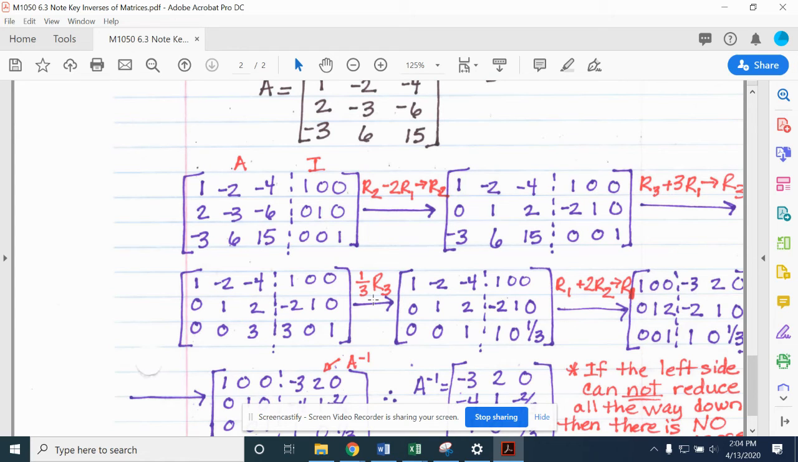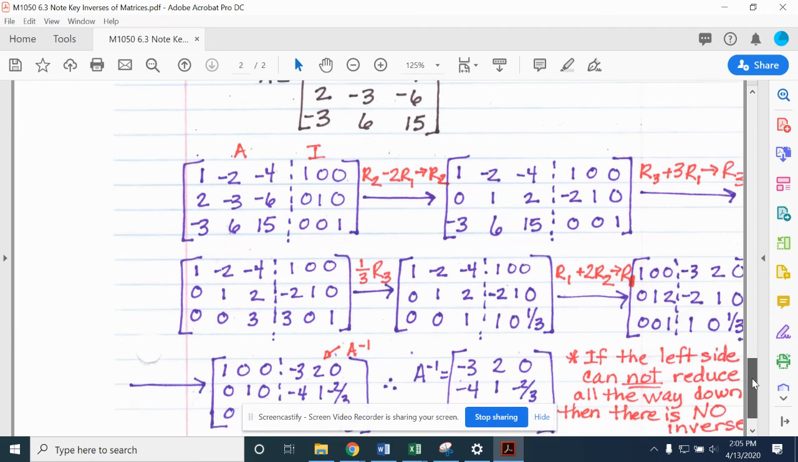When you do that, it means you're not replacing it anyplace else, you're just taking 1/3 of that row, and you can see I did that right here. Let me scroll down just a little bit more.